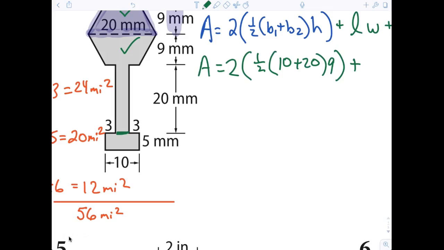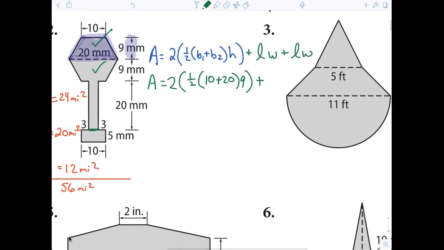How much from here to here? From there to there is also 10. Okay, so here we go. So the length and width of the long, skinny rectangle is what? 20 by 4.